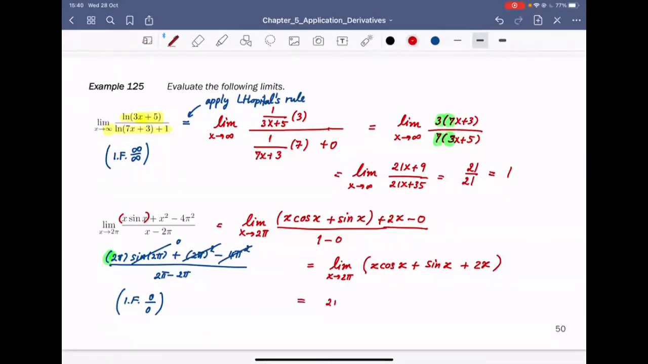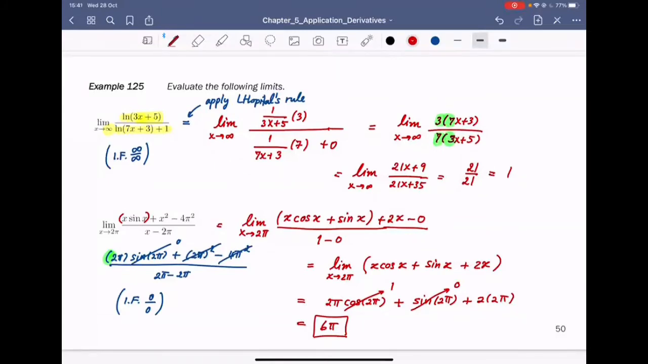So that is 2 pi times cosine 2 pi, which is 1. Cosine 2 pi is 1, right? Yeah, cosine 2 pi is 1. And then plus sine 2 pi, which is 0. All right, and then plus 2 times 2 pi. At the end we have 6 pi. This is your answer, right? Is it easy? All right, any questions so far?